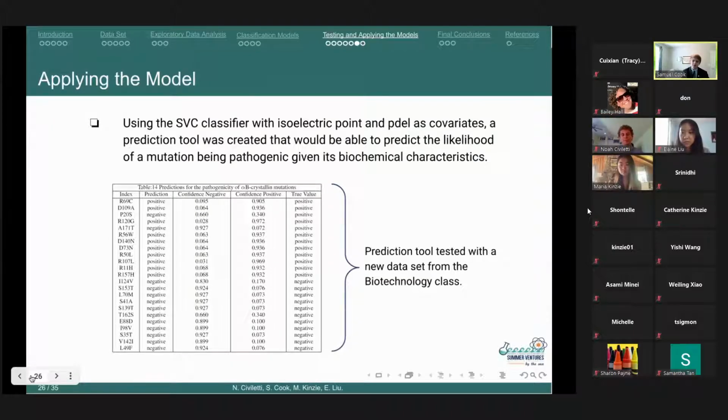Now, using the support vector classifier with isoelectric point and p-del as covariates, we were able to make a prediction tool that would predict the likelihood of a mutation being pathogenic when we give it its biochemical characteristics. Basically, we'd be able to input a data set like the ones we received and be outputted a table like this one, which has the index of the specific mutation and its confidence value for either positive or negative. Whichever confidence value is higher, it would decide as its final prediction of whether or not it believes that this mutation is positive or negative.